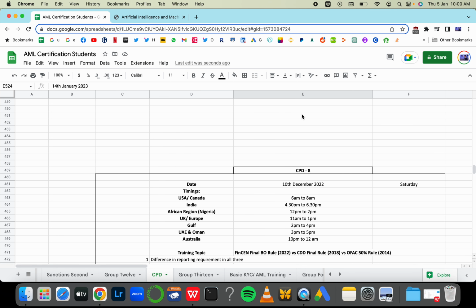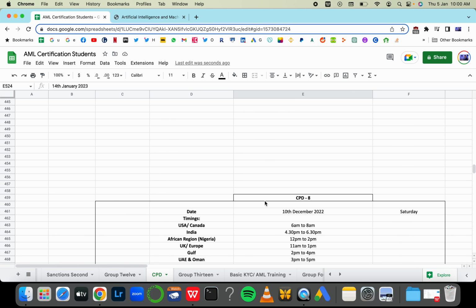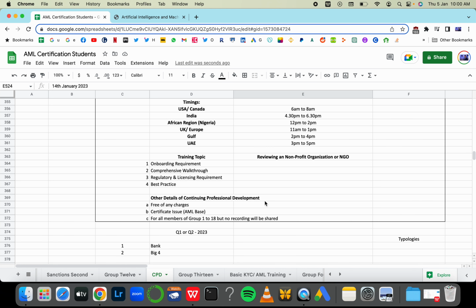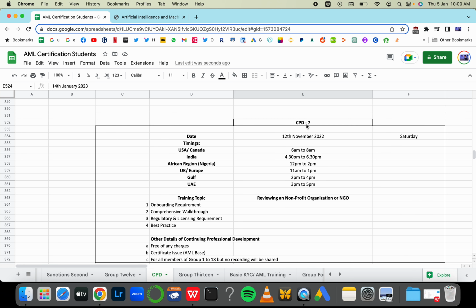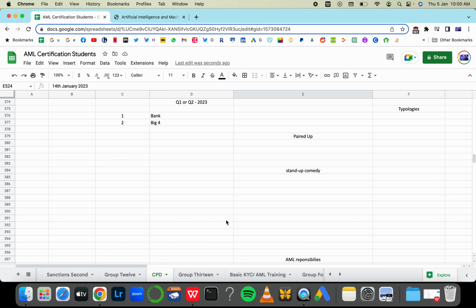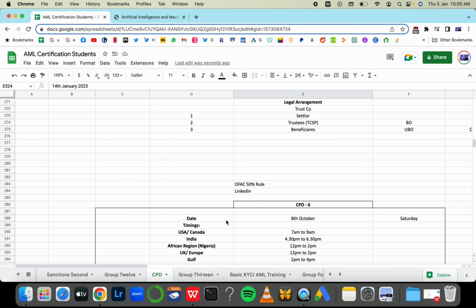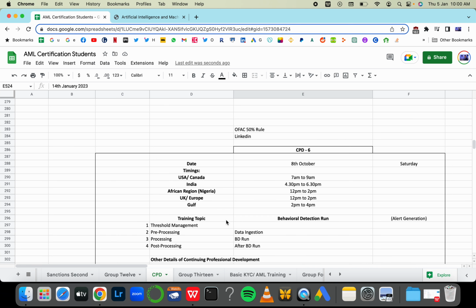The eighth one was to discuss the final rule regarding beneficial ownership. In the seventh one we discussed NPO, NGO, the case study that you all need to have, one case study in order to impress your employer.